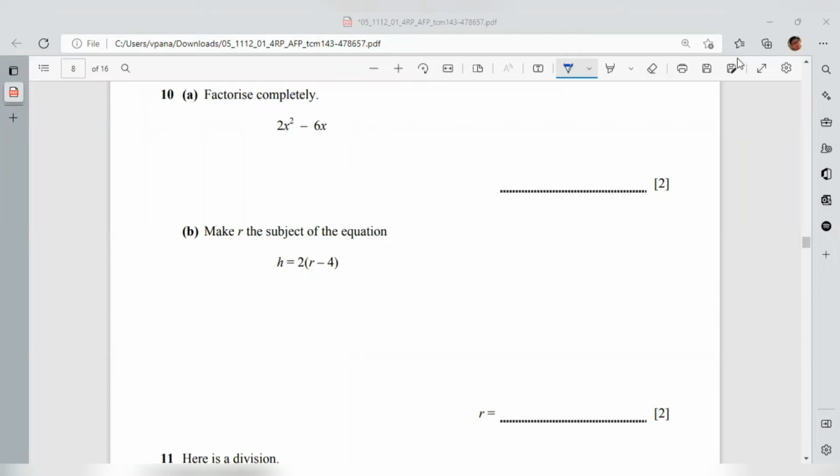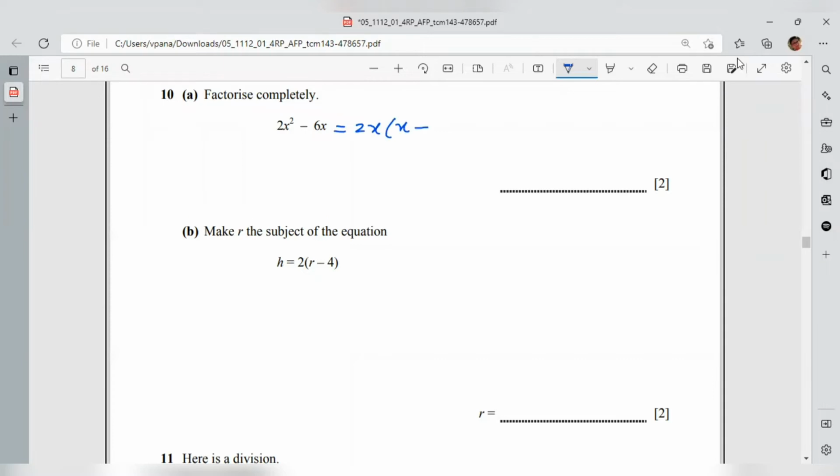So we need to see from the numbers 2 and 3, the highest common factor is 2. And from x square and x, the highest common factor is x. So when we take 2 and x common, from here 2 and x is gone, we are left with x minus 2 times 3 and x has already gone. So your factors is 2x in bracket x minus 3. This is your factorization of the given.